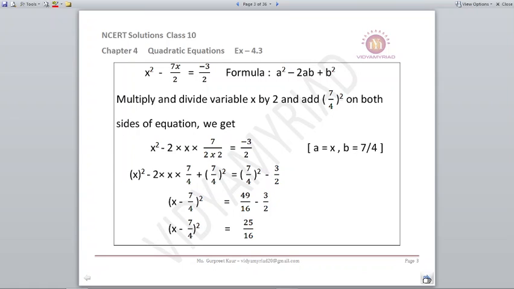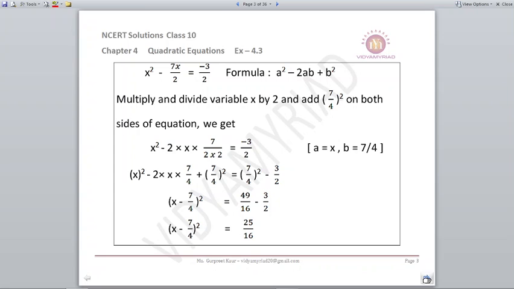So our equation will become x square minus 2 into x into 7 upon 4 plus 7 upon 4 the whole square. Now this is representing the formula of a minus b the whole square, which can be rewritten is equal to 7 upon 4 the whole square, which is 49 upon 16 minus 3 upon 2. So after solving this we get 25 upon 16.